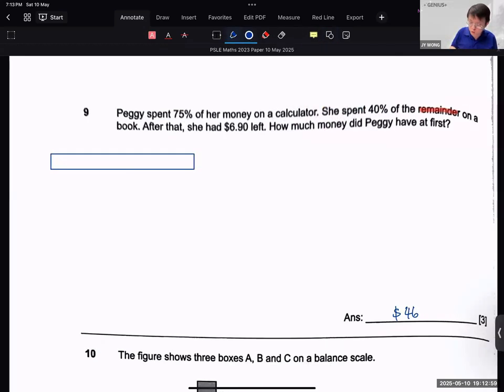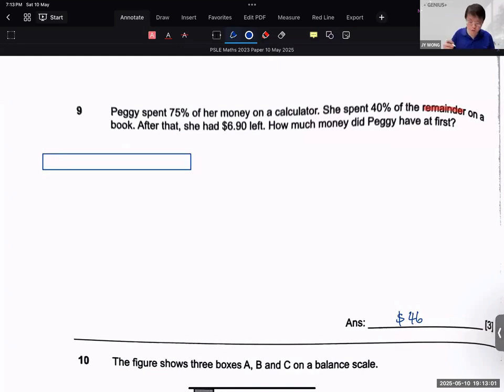I'm going to draw a model. I'm not going to do branching, but if you are comfortable with branching, of course, you can just go ahead and draw branching. So we know that our original bar is always 100%. So this will give me 75%. This will be your 25% left, right? This is money spent on the calculator.